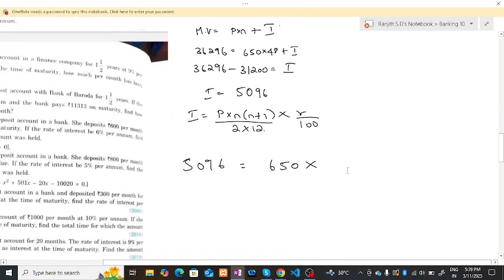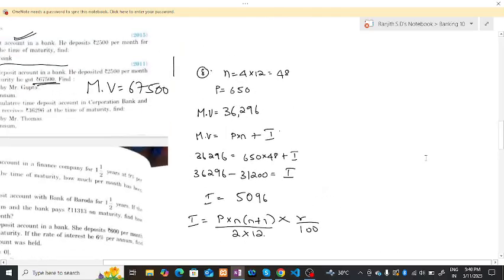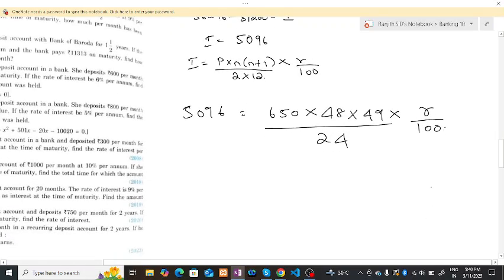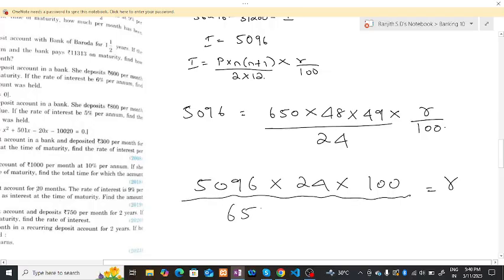N is equal to 48. 48 into 48 plus 1, 49. 2 into 12, 24. R is what we have to find, divided by 100. So keep R on the right-hand side, shift all the other values. 5096 into 24 into 100 divided by 650 into 48 into 49.